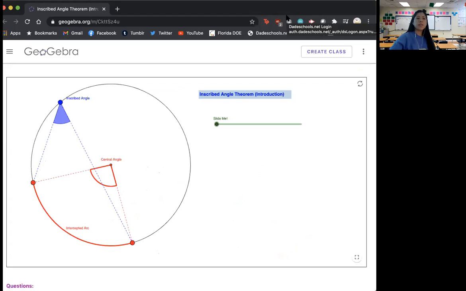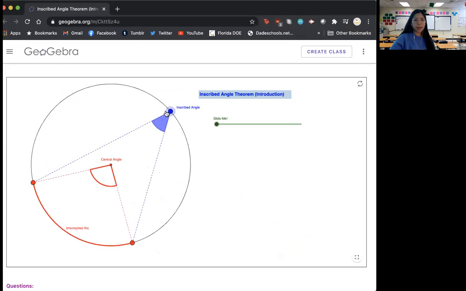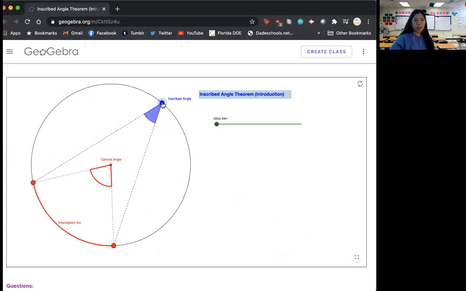All right. So I'm sharing my screen. I have the same exact thing on my board. And let's just quickly take a moment and see the relationship. So in this scenario, my inscribed angle, the blue one, is acute. So it's less than 90 degrees. And in that scenario, when I slide this over, what do we notice?